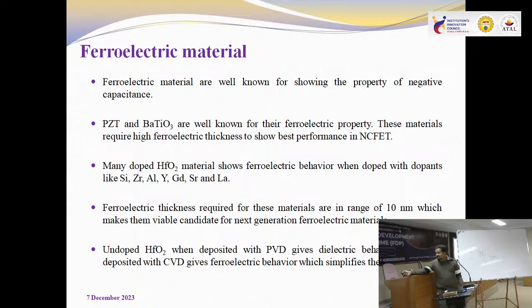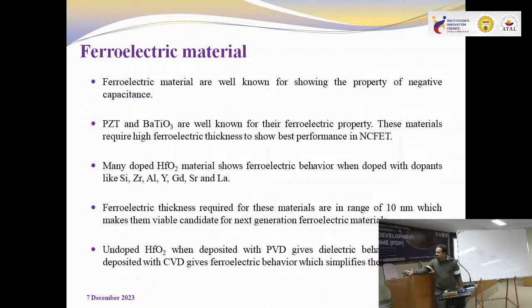So if you want to design an NCFET out of these two materials, the ferroelectric thickness required is in the range of hundreds of nanometers. And at present, the feature size which industry research is working on is around 3 nanometers. Suppose a device has a source and drain separation of 3 nanometers and the oxide requirement is hundreds of nanometers. That doesn't suit actually.